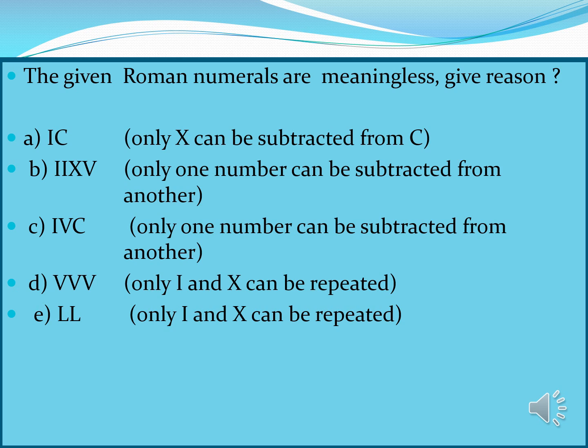Consider third question, IVC. The same reason. Only one number can be subtracted from another. Consider question D. VVV. Only I and X can be repeated. We never repeat V. Last question. LL. Same as the above. Only I and X can be repeated. L never repeats. All of you understood?